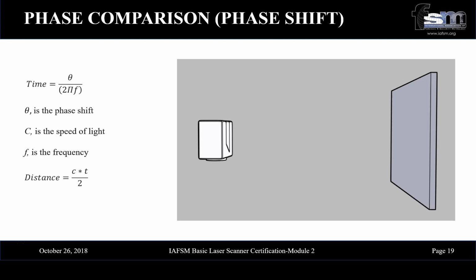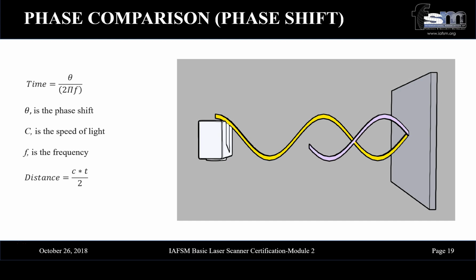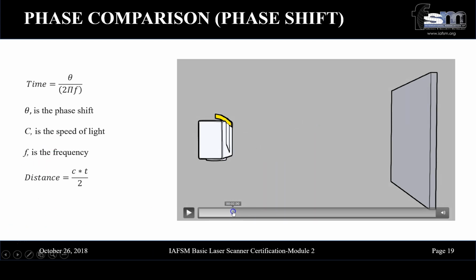So now we're going to move into phase-based, or phase comparison, or even phase shift. Again, I've got a little graphic here, and I'm going to run through a few graphics. This is not as simple to understand as time of flight, but we'll go through some of the basic concepts. In this case, the scanner is not emitting a small pulse. What it's going to do is emit a constant wave. And I'll back up here. So we've got a constant wave.